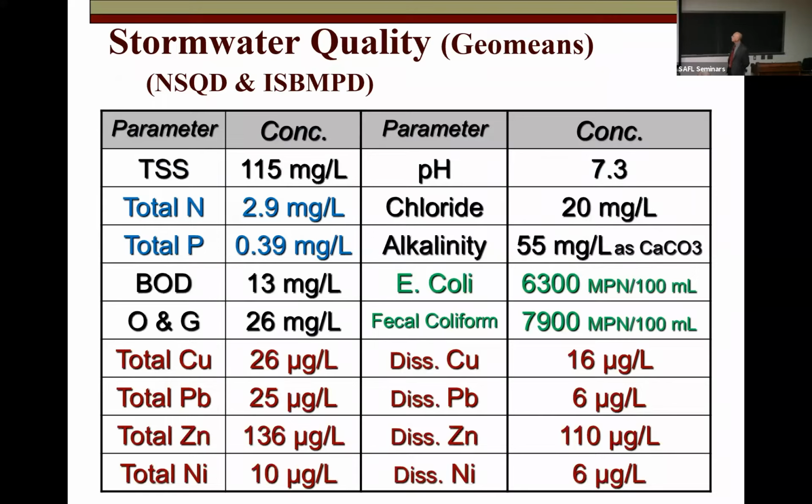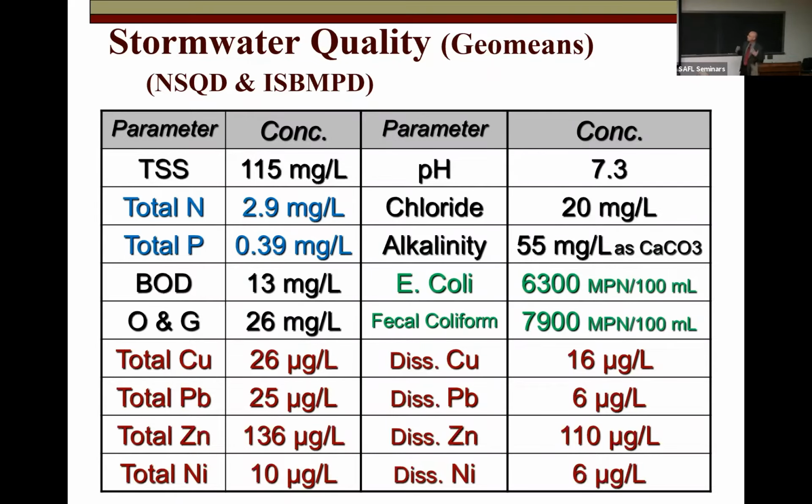And these are some numbers from the National Stormwater Quality Database and the International BMP Database, some geo-mean values on what the characteristics of urban stormwater happen to be. These are some traditional characteristics: nutrients, metals, some bacteria numbers, and so forth. So getting an idea from a chemical and a biological perspective on urban stormwater.